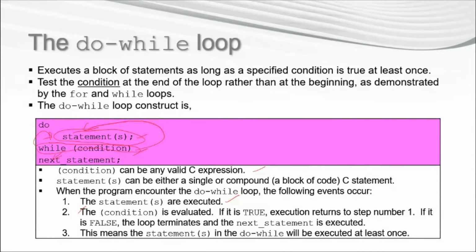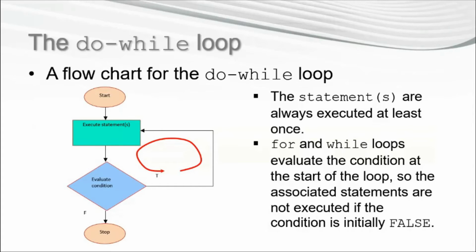But in the case of a do while loop, even if the condition is false, the statements will be executed at least once. So that is the difference between the while loop and the do while loop. In one case, the statements will be executed at least once, and in the other case, the statements may not be executed at all. In all other cases, it is the same.